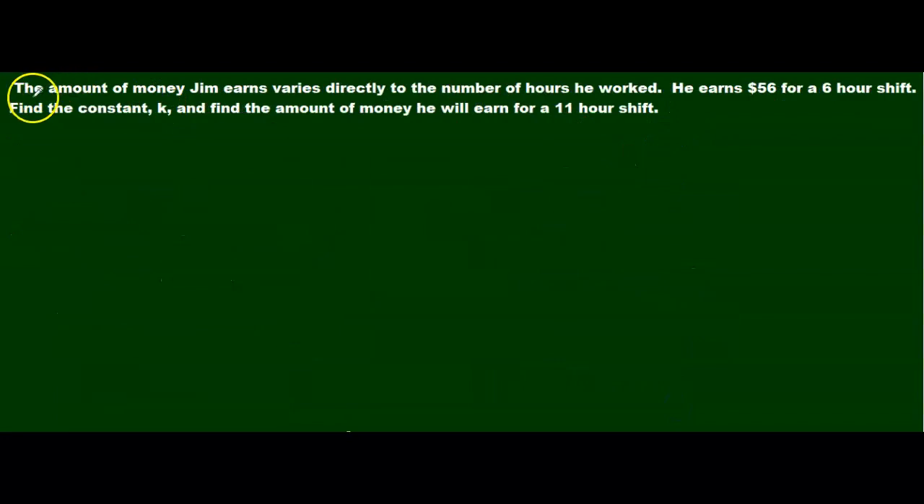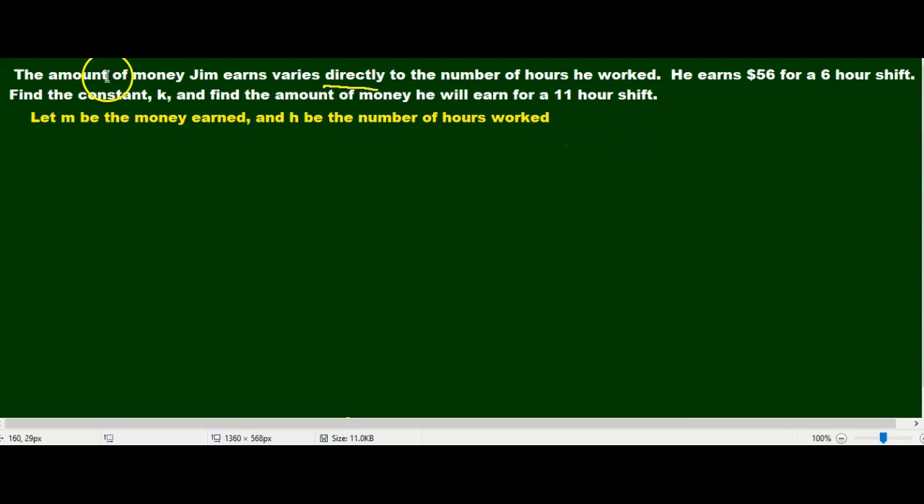Here's another example. The amount of money Jim earns varies directly to the number of hours he works. He earns $56 for a 6-hour shift. Find the constant K and find the amount of money he will earn for an 11-hour shift. So we have two variables, the money and the number of hours worked. So let M be the money earned and H be the number of hours he worked. We are told that M varies directly to the number of hours he works. So we can say M equals KH, which is the number of hours he worked.